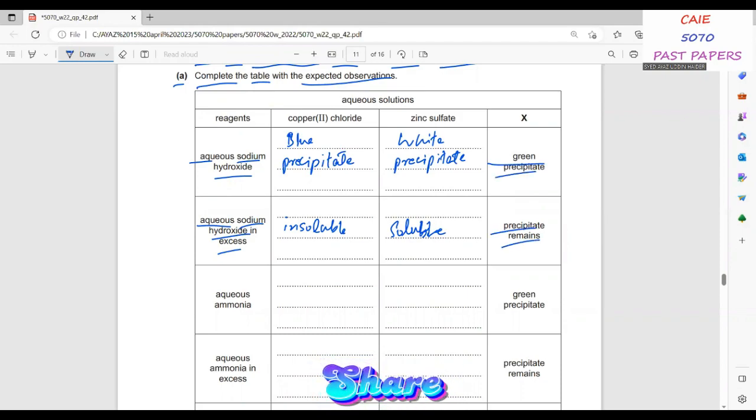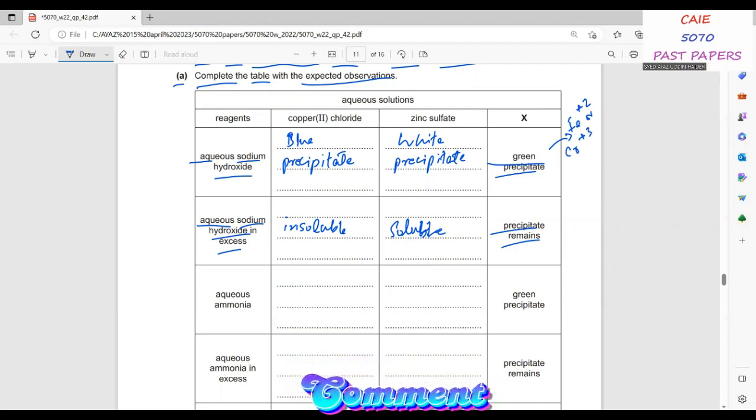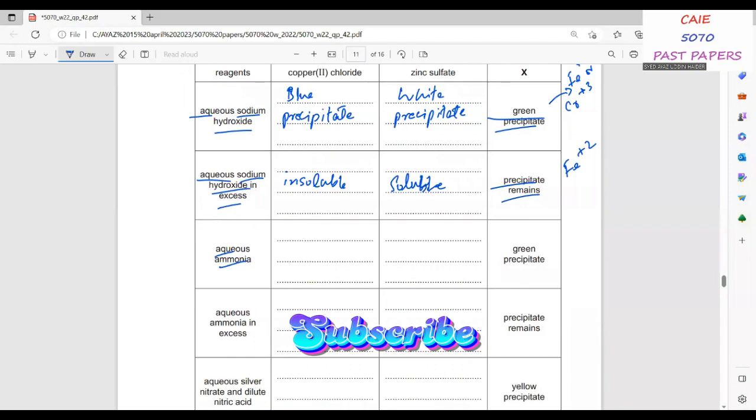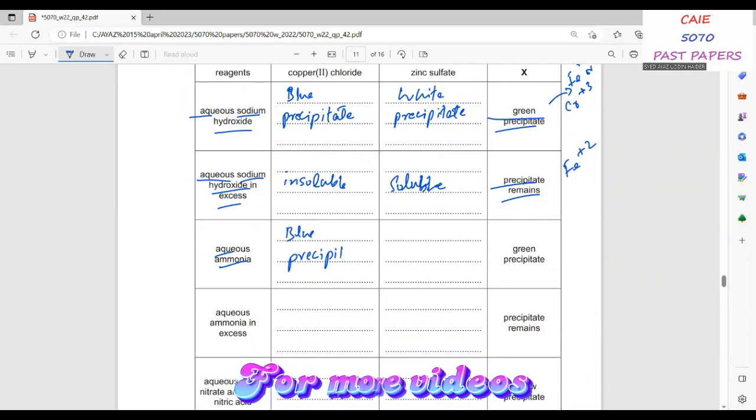Recall, green precipitates are either of Fe plus 2 or Cr plus 3. But here it remains, which means it's insoluble, so it must be of Fe plus 2. Aqueous ammonia for copper 2 chloride, again you will get blue precipitate. And in excess of aqueous ammonia, we get deep blue solution.